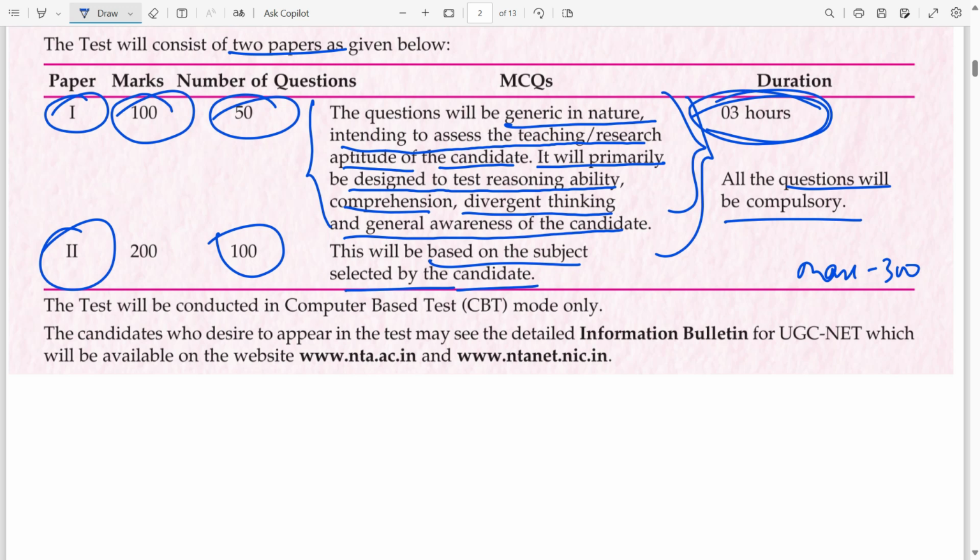If you have given any other competitive exam, you will see there is negative marking, but in this exam you will not see any negative marking. This exam is conducted in computer-based test mode only, and today also it is conducted in this mode only. For more information you can visit these websites. So this was about the basics which you should know about the UGC NET.